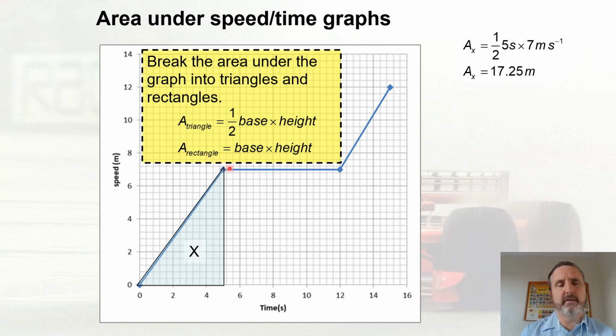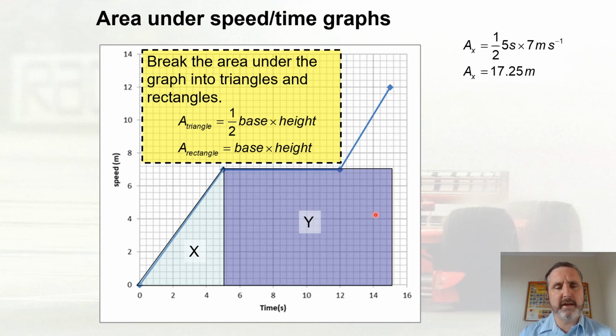Let's find the area, and we're going to have to now break the rest of this into, the easiest way to do this is to break it into two shapes. I can break it into this rectangle here and then this triangle. Let's find the area of this rectangle. So the area of the rectangle is just the base times the height. Now we can see we have 15 here and 5 here, so the base is 10 long and it's 7 high. So the area of Y equals 10 times 7 equals 70 meters.